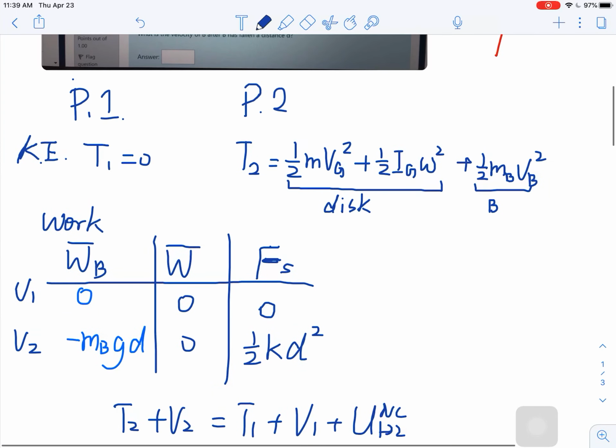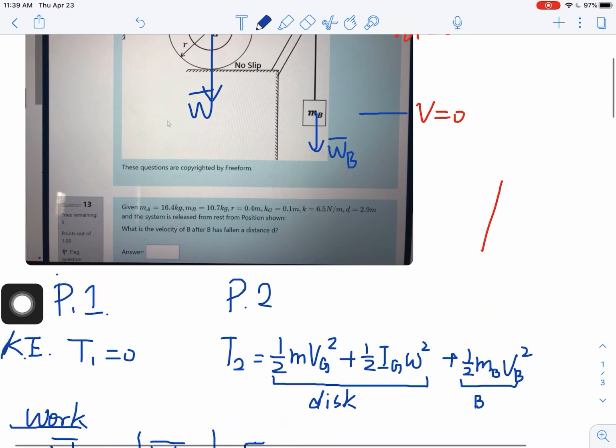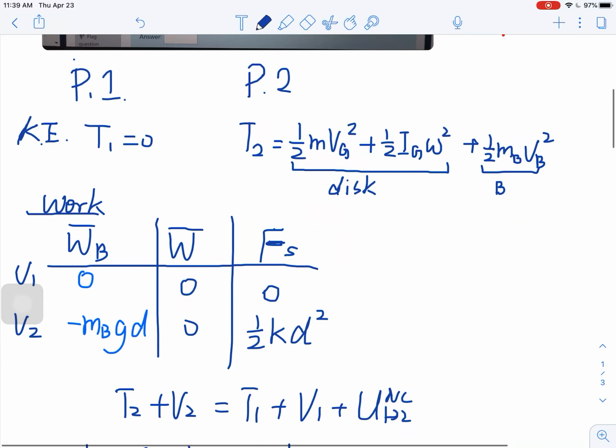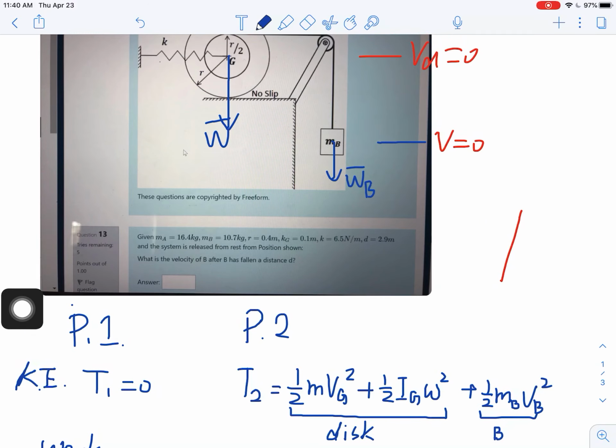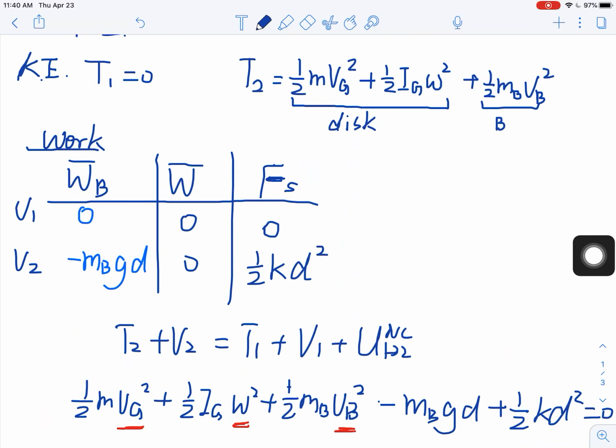Now let's look at work done from different forces. The first force we have here is the weight force at block B. Potential energy at position 1 is 0 if you set position 1 as the zero potential energy reference. And since block B will move down, the potential energy at position 2 is negative m_B g d. d is the distance it traveled.